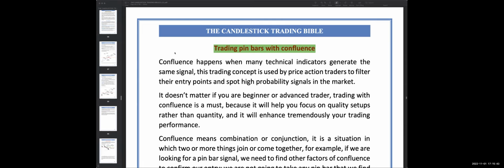Five losses, one win, still be profitable. It's all a matter of minimizing your loss, like calculating your risk. That's the main important factor.